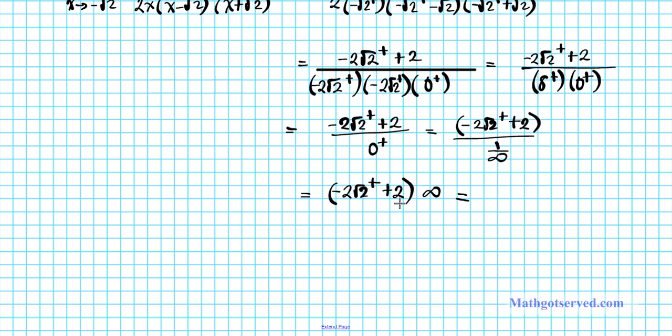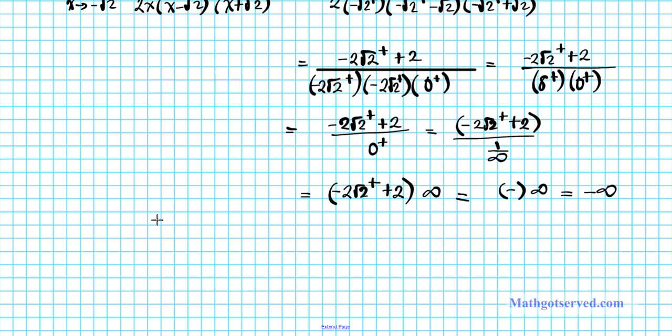If you look at this number closely, in the numerator, 2 root 2 is bigger than 2, right? So if you add 2 to negative 2 root 2, you're going to end up with a negative number, okay? So what happens when you multiply infinity by a negative number? You're going to have a negative number, whatever that number is, times infinity. Your answer is going to be negative infinity, okay? So that automatically shows that negative root 2 is a vertical asymptote.